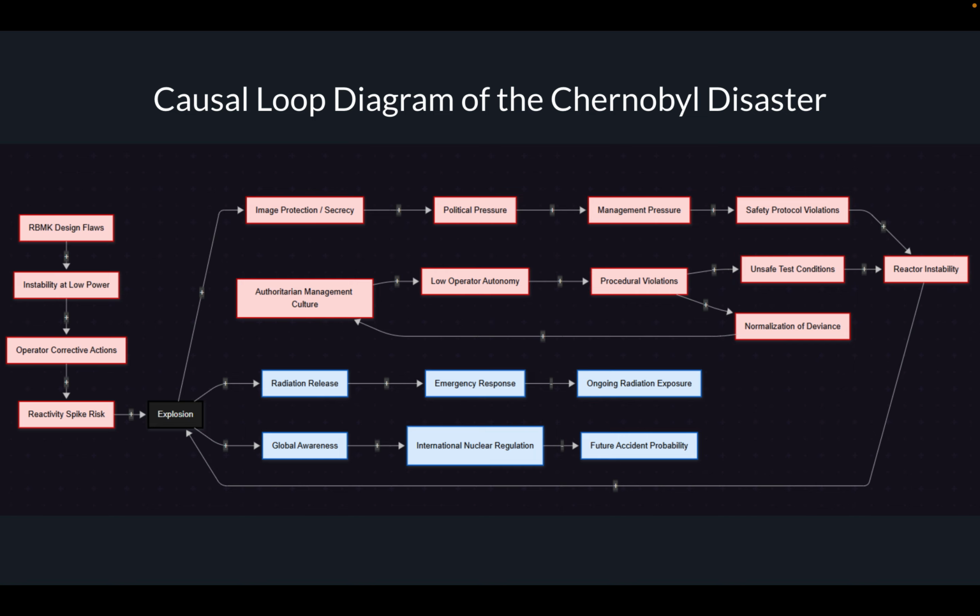But also with these procedural violations, it made unsafe testing conditions, which also made that reactor unstable, causing an explosion. Now for our balancing loops, it is more about what happened after the explosion. With this, there was major radiation release, and because of the radiation, they had to have emergency responders because there were people living in the town of Chernobyl. But unfortunately, because of the emergency responders, there was ongoing radiation exposure, which they did attempt to help.